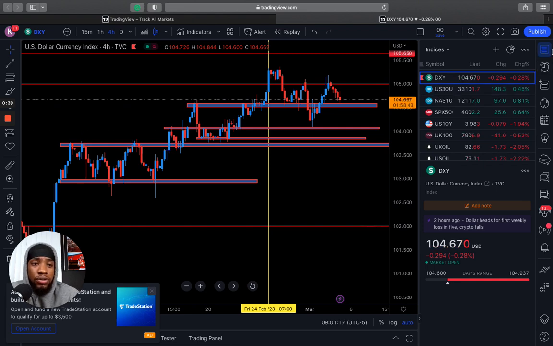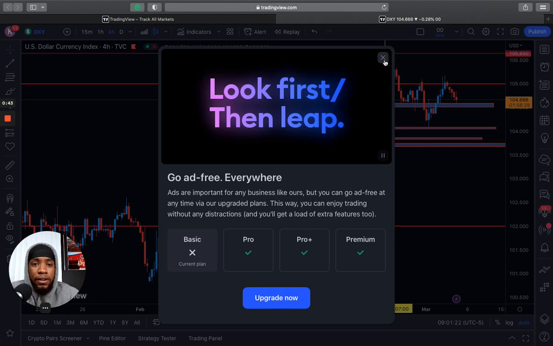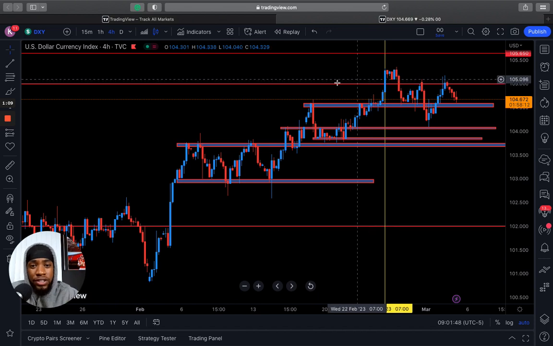So first thing we're going to start off with is the DXY US dollar index. Because if you don't know, DXY and US30 have an inverse relationship, right? So you're probably asking yourself, what does that even mean? Inverse relationship pretty much means that when you see the US dollar going up, you'll see US30 going down. When you see US30 going up, you'll probably look at the US dollar and it's going down. Or, dollar goes up, US30 goes down. Dollar goes down, US30 goes up.